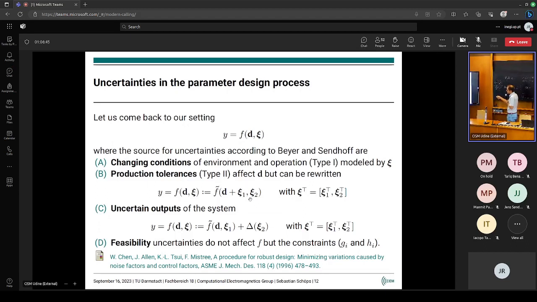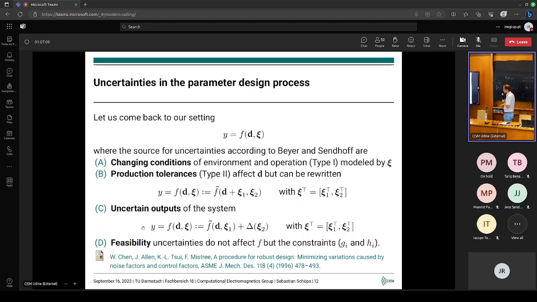So either the uncertainties pop up separately, or you can somehow redefine your function f, and then it's also perceivable in that shape. Then you may have output uncertainties, which come maybe as an additive term to the evaluation, but again, this can be put together and perceived as one function f that depends on D and Xi.